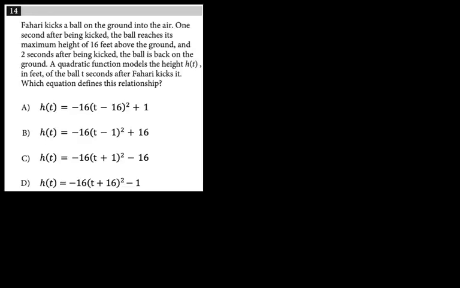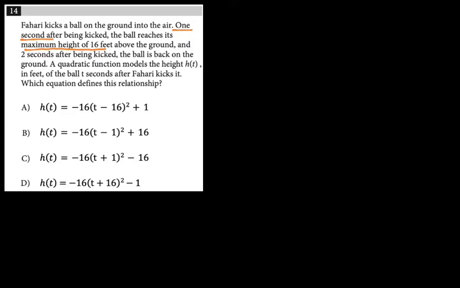Fahari kicks a ball on the ground into the air. 1 second after being kicked, the ball reaches its maximum height of 16 feet above the ground. So I think they just told us an ordered pair, and I think it's an important ordered pair. So 1 second, we get a maximum height of 16 feet. All right, and 2 seconds after being kicked, the ball's back on the ground.